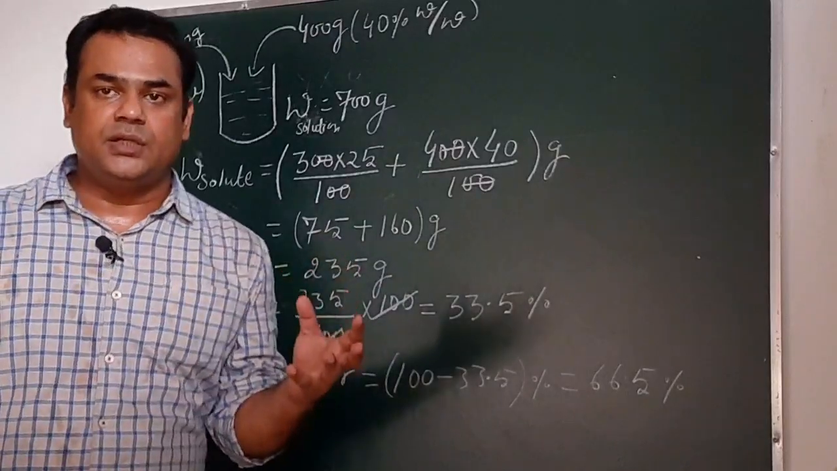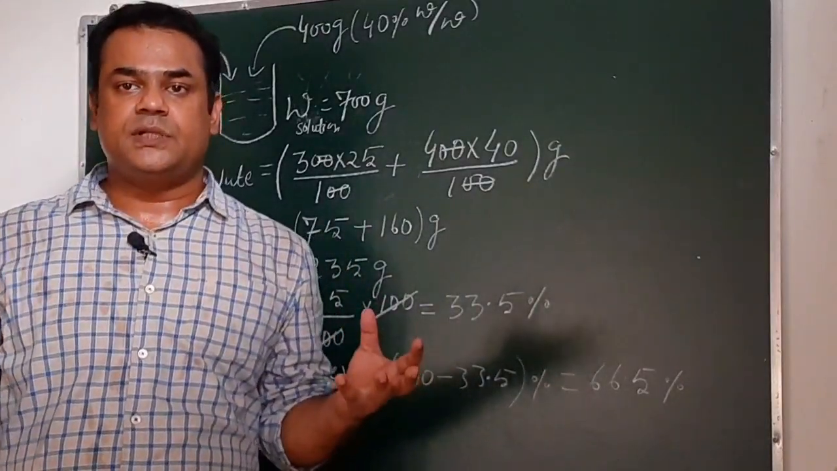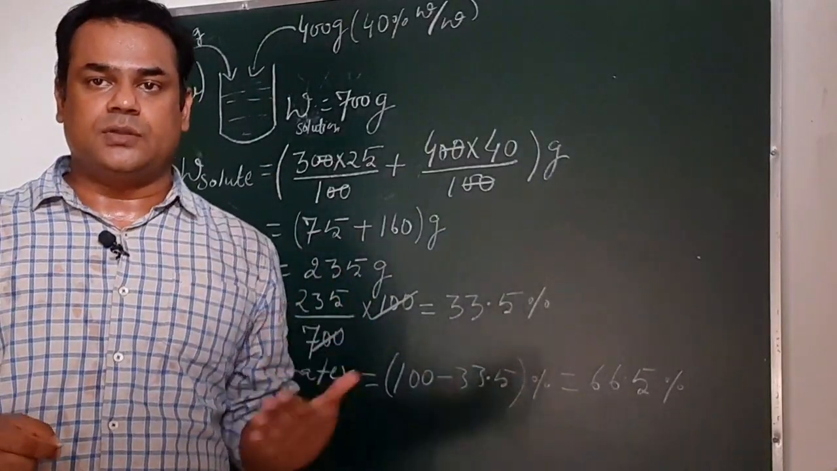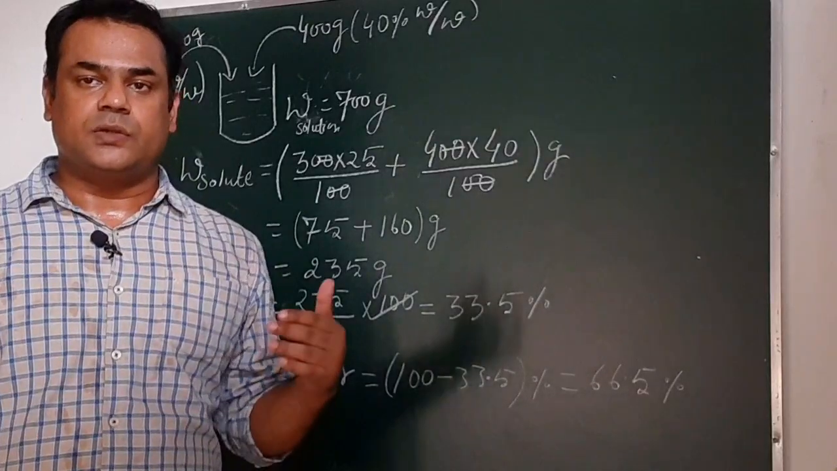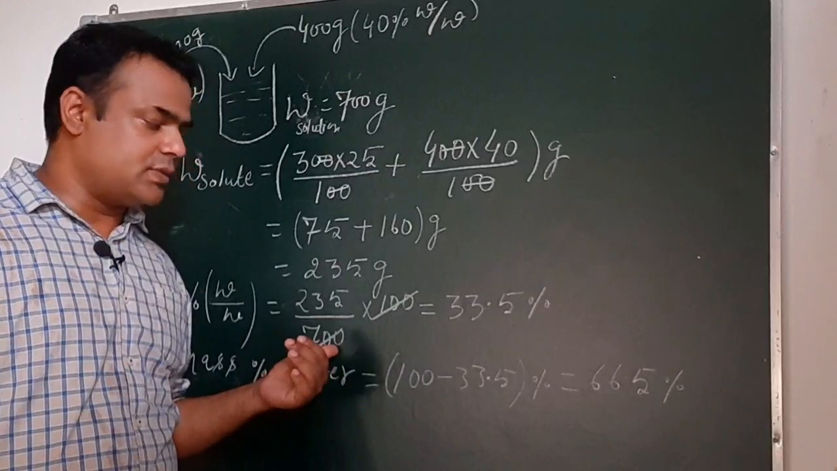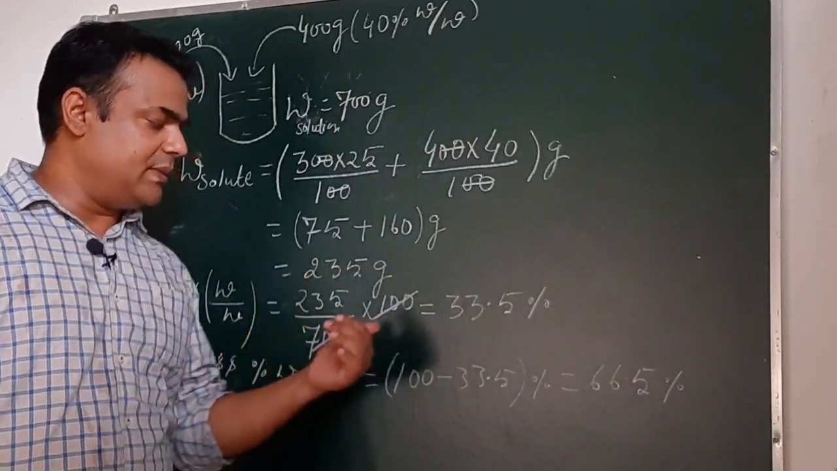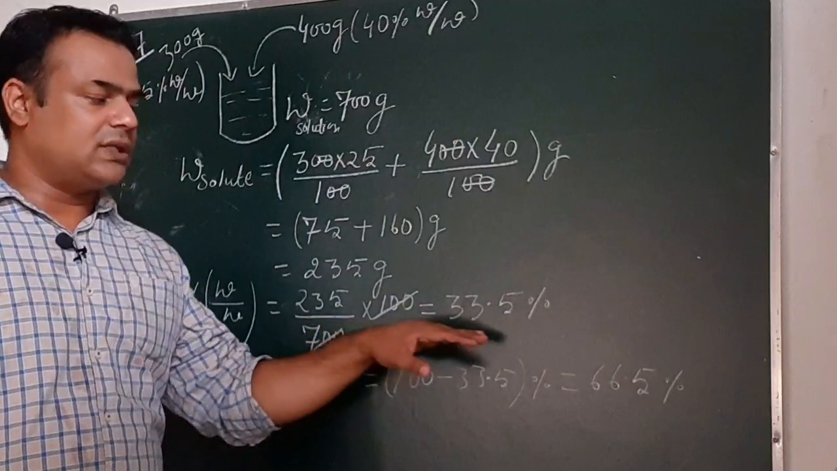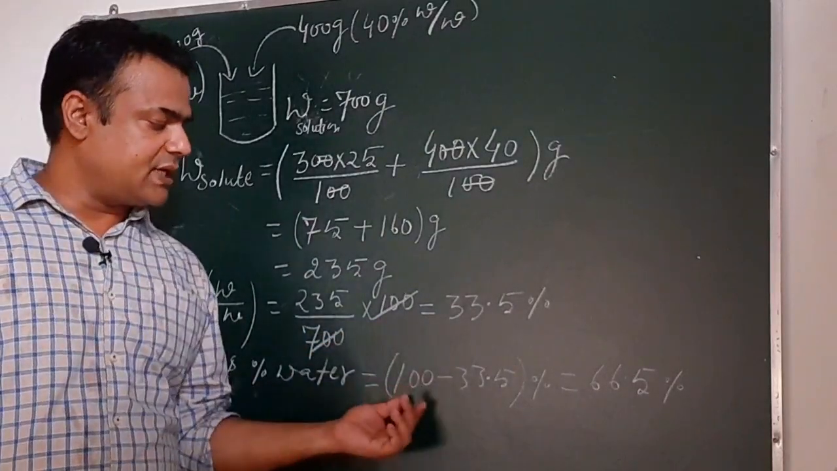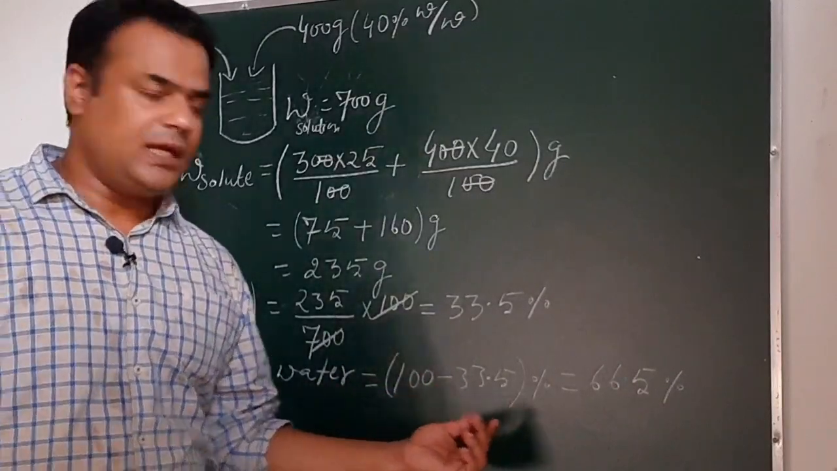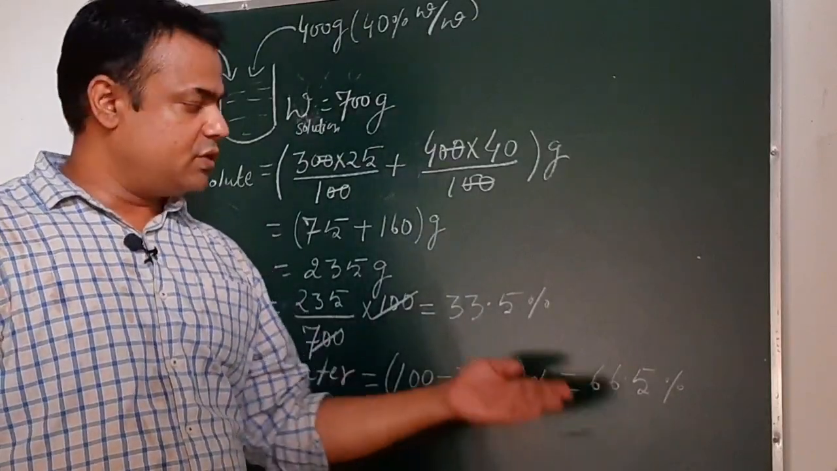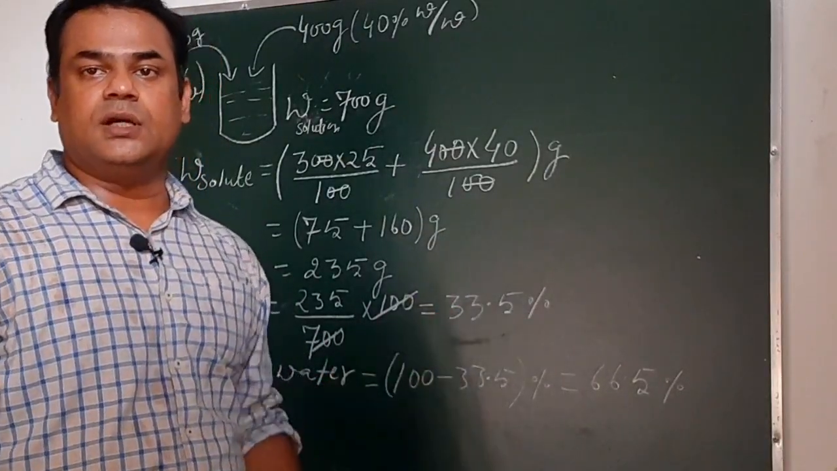So when we are mixing 2 different solutions of different percentage mass by mass, we will calculate like this. First we will calculate the total mass of solute, then the total mass of solution, then we divide the total mass of solute by the total mass of solution, and this whole value will be multiplied by 100. From here we have got 33.5%, and to calculate the mass percentage of water, we subtract 33.5 from 100 and we get 66.5%. So this is the percentage of water in the solution, and this is the percentage of solute in the solution.